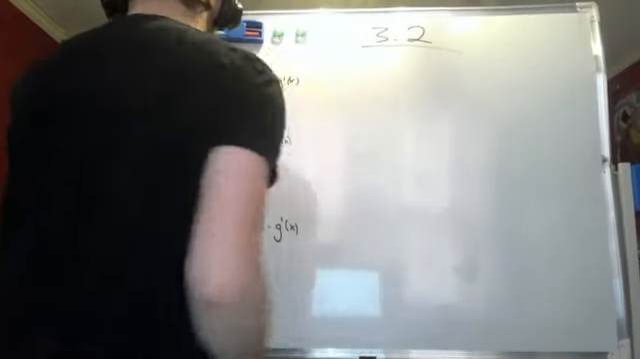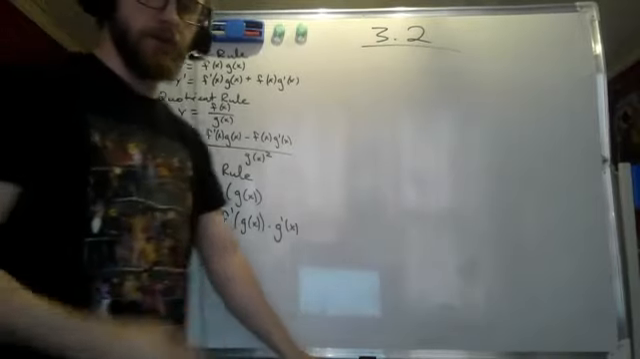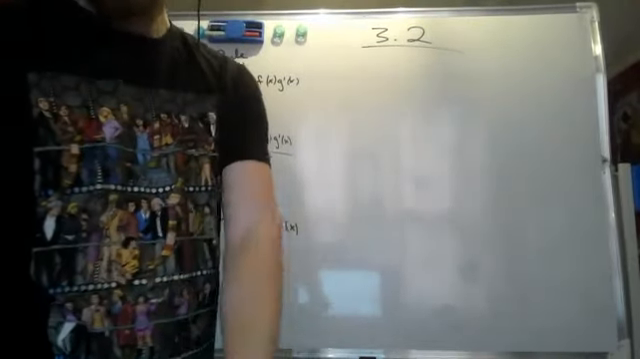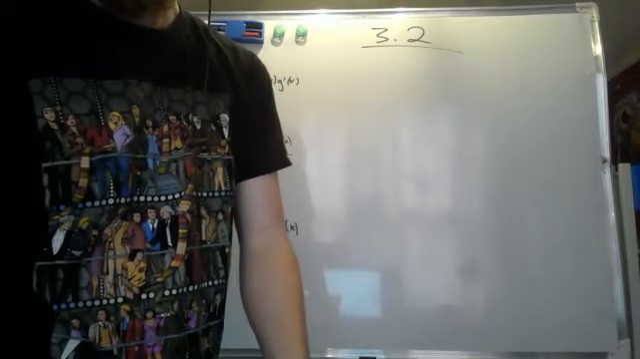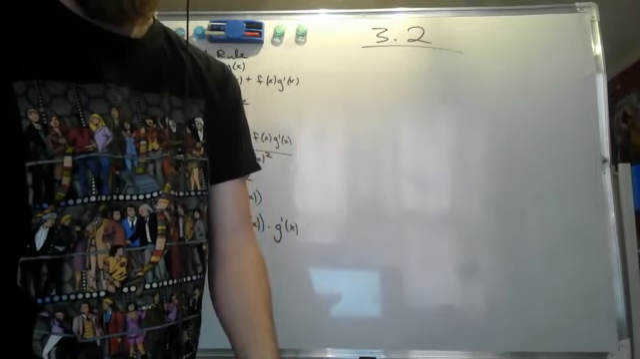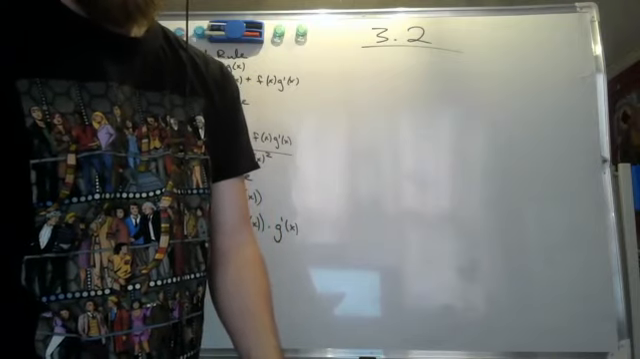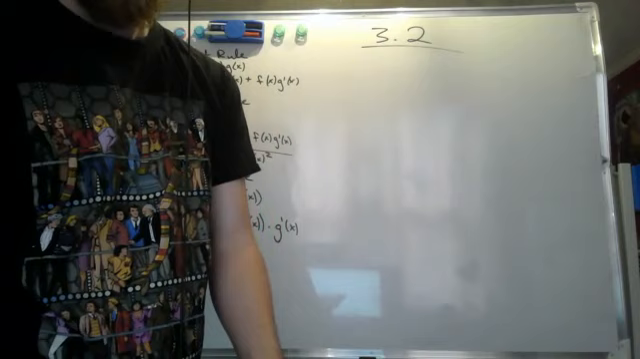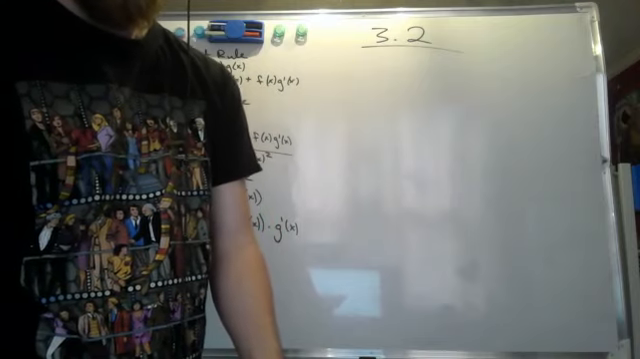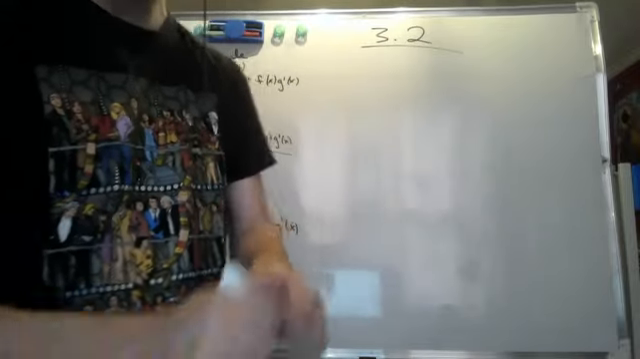All right, so here's our three rules. This is what we want to use. Let's see what examples we've got to work with. Yeah, this is good. We'll start here.